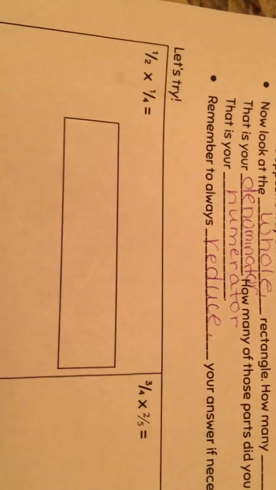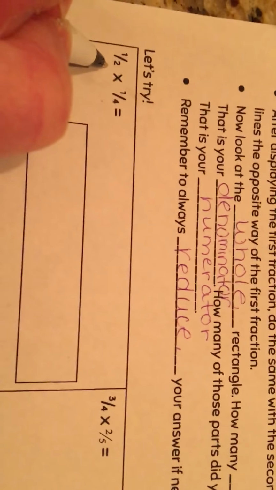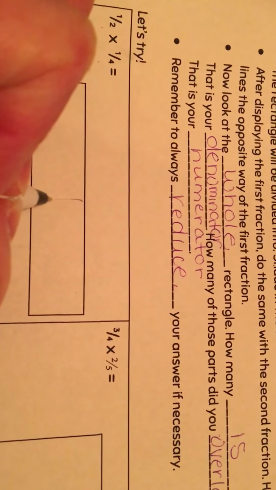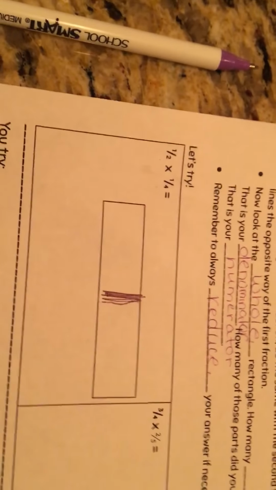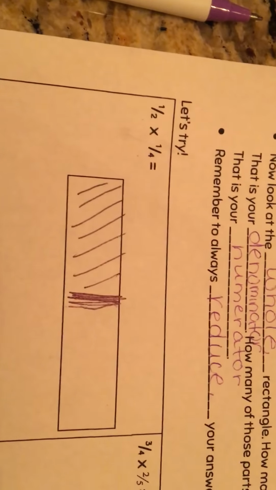So we're going to go ahead and the first thing that we're going to do is 1/2 times 1/4. So I'm going to take this 1/2 and represent it using this black pen. So I'm going to take my whole rectangle. I'm going to divide my whole rectangle in half. Not very well, but I'm going to do that. And then I'm going to shade 1/2. So I'm going to go ahead and shade 1/2 with my black pen.